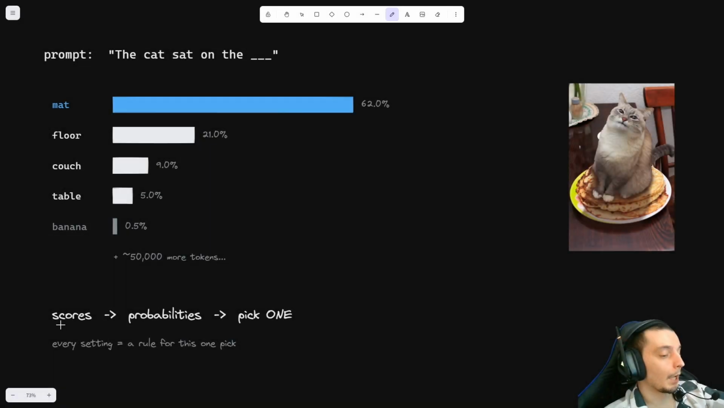An LLM doesn't output words, it outputs scores for every token in its vocabulary. Then those scores are converted into probabilities, and then exactly one token, based on the probabilities, is going to be picked. And all the settings that we just saw on the list are rules on how to make this one pick.